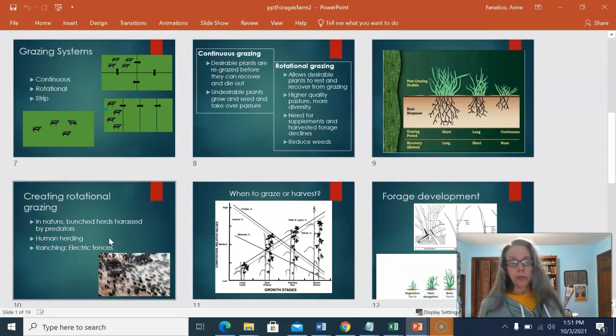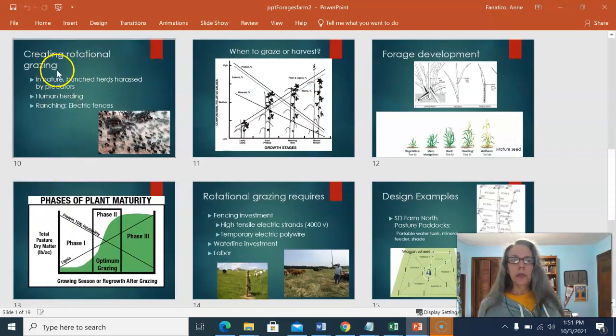And we talked about the importance of different grazing systems, that continuous does not give the plants, the forage plants, a chance to recover. So that's why we do rotational grazing. And generally here in the high country, we keep our animals off of a pasture for about 30 days so it can regrow. And what we're doing is we're recreating in nature how bunched herds move on to new pasture.